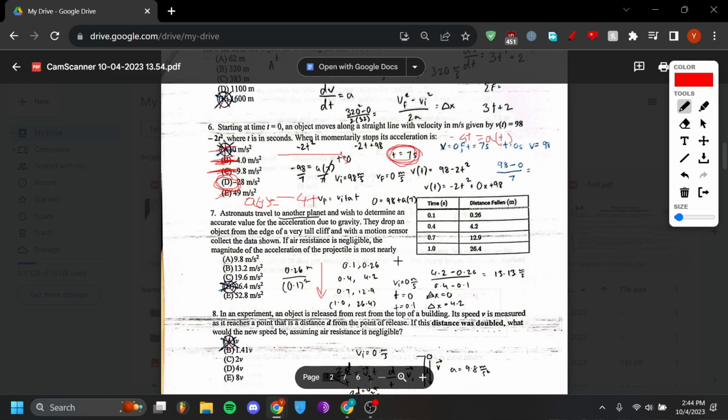So I guess we just find the slope of this, right, which will give you speed, and the slope of speed will give you acceleration. So just do that. That'll take too long.